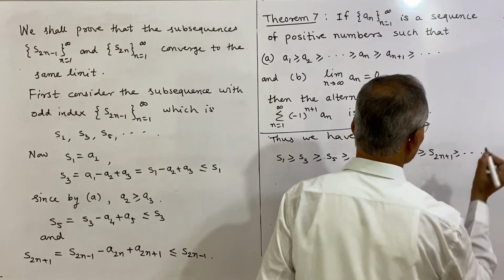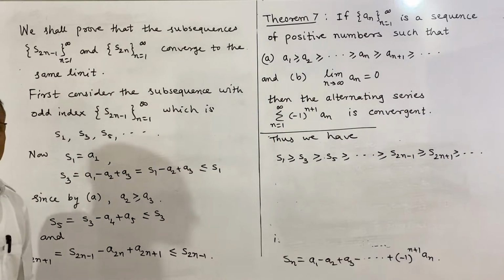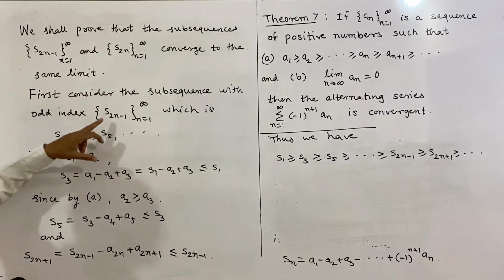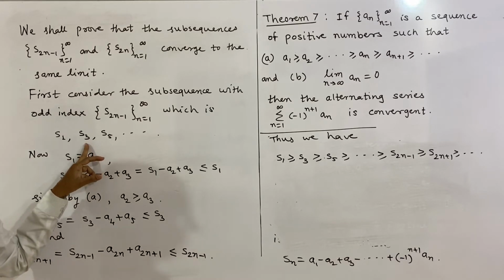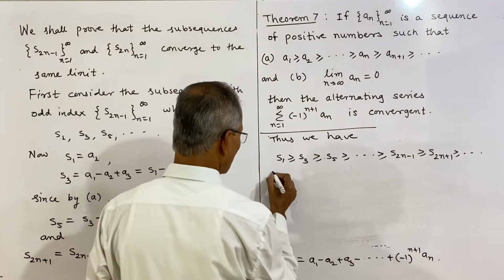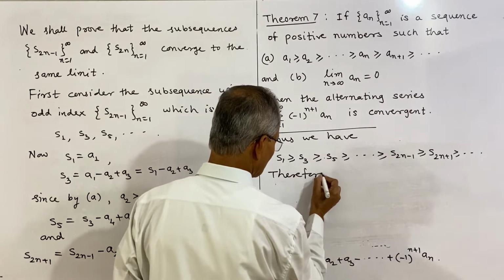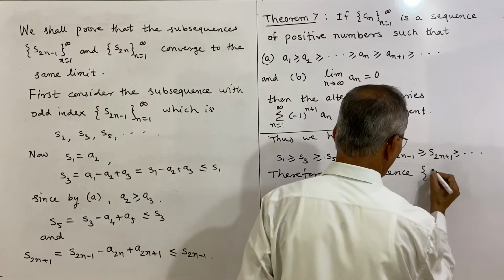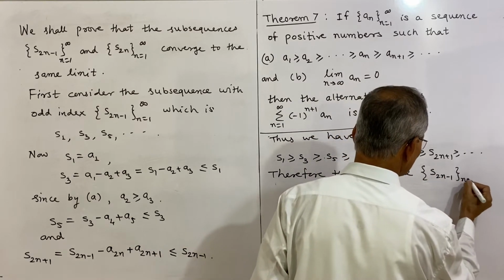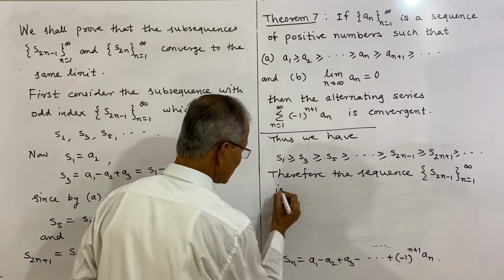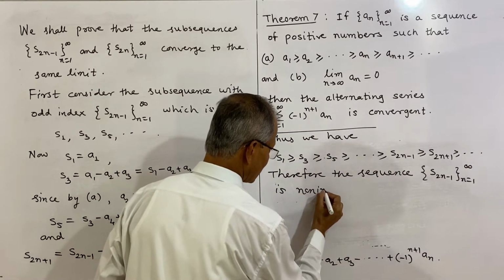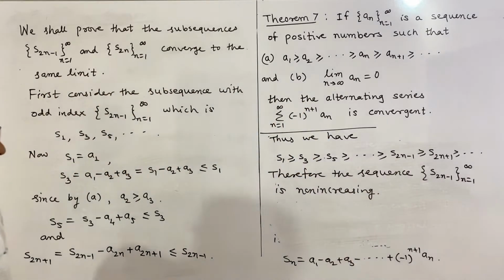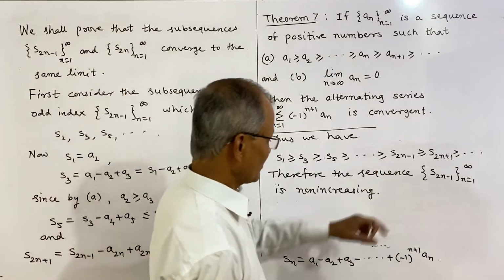And that continues. So what this shows, this sequence S2n minus 1, odd index, is a non-increasing sequence. Therefore, the sequence S2n minus 1, n takes value 1 to infinity, is non-increasing. Now we will again form the term S2n minus 1.